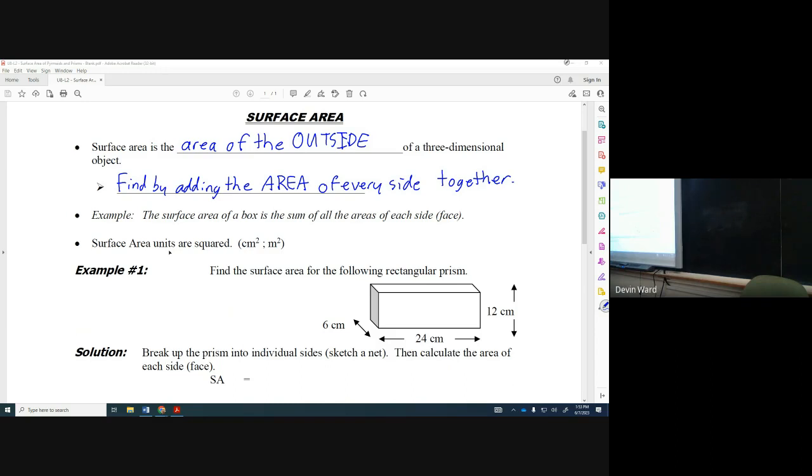The units for volume, remember, were cubes because we have 3 dimensions. Here, we're only adding 2 dimensions together each time. So our areas are squared, not cubed.